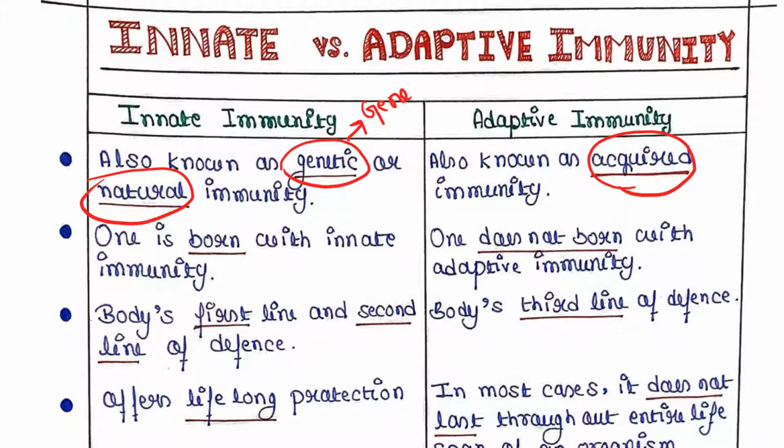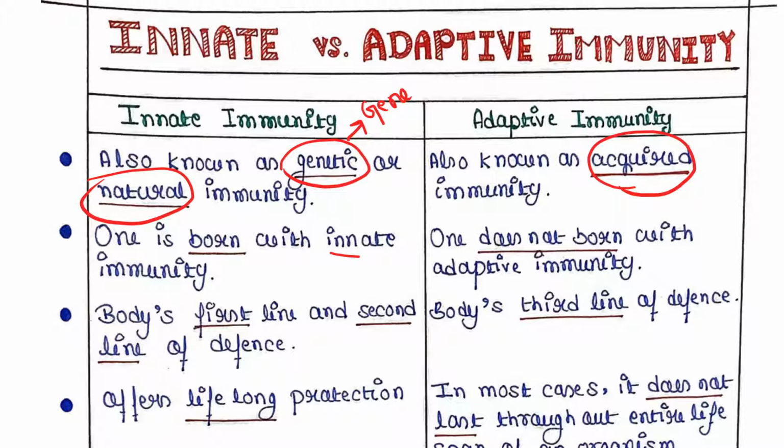Innate immunity, here one is born with innate immunity. So we are born in the world with innate immunity, whereas one is not born with adaptive immunity. So we need to acquire or adopt adaptive immunity during our life, but we are not born in this world with adaptive immunity.